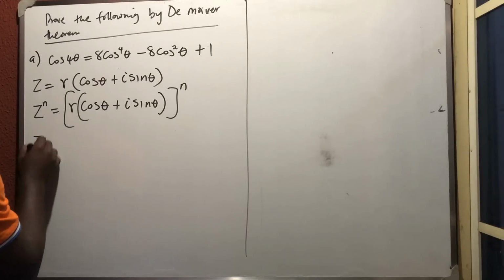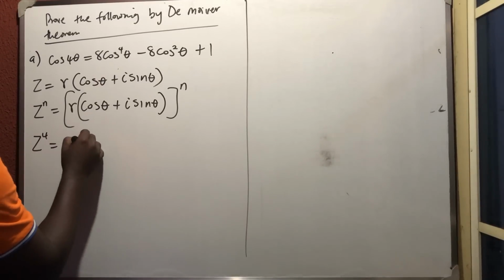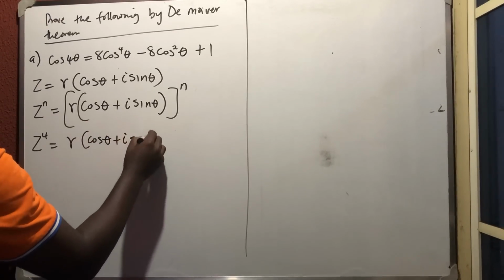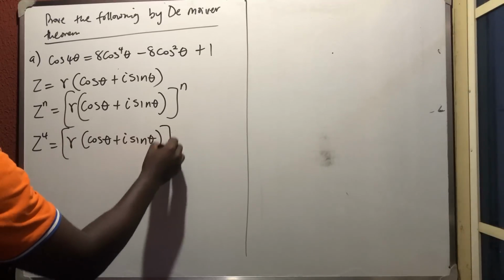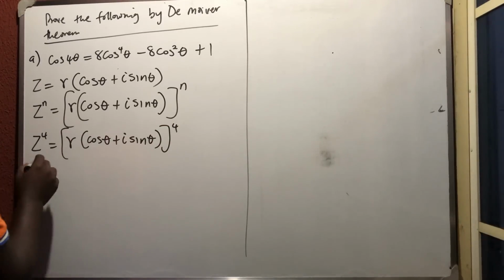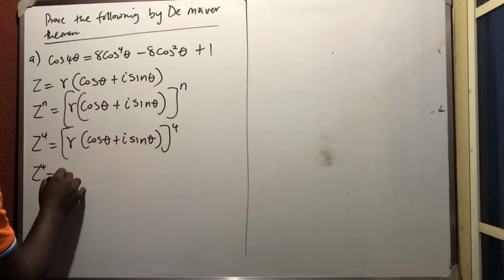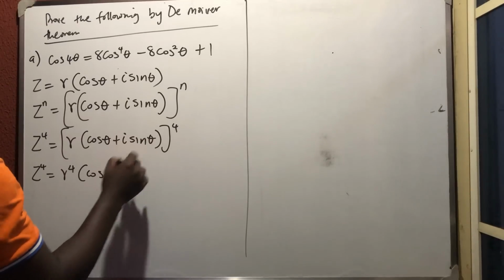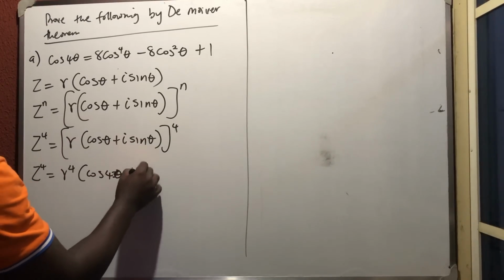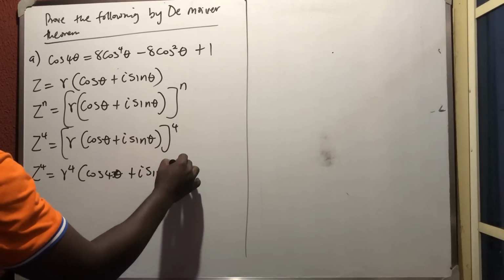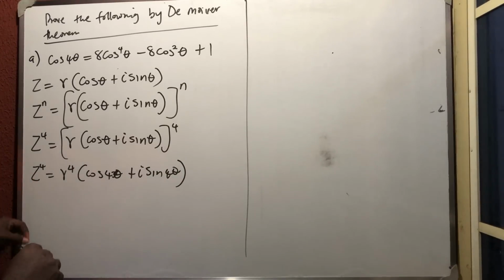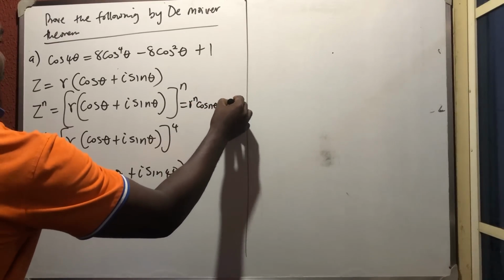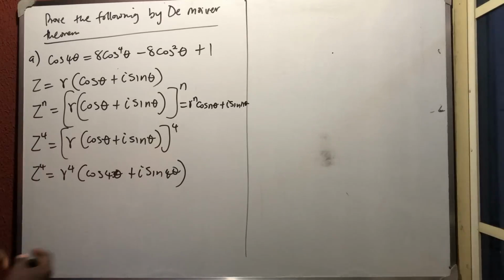Which means z raised to power 4 is equal to R in bracket of cos theta plus i sine theta, then everything is raised to power 4. So the Moivre said that z raised to power 4 will now be R raised to power 4, then in bracket cos 4 theta, the 4 will come and multiply this theta, plus i sine 4 theta. Okay, that is what he said. So this thing should be equal to R raised to power n cos n theta plus i sine n theta.